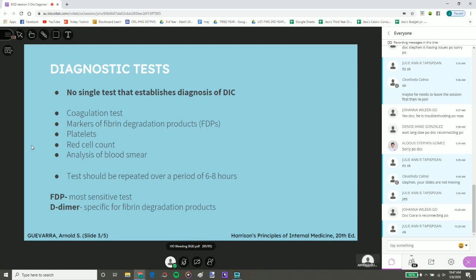These tests should be repeated over a period of 6 to 8 hours because an initially mild abnormality can change dramatically in patients with severe DIC. The most sensitive test for DIC is the FDP level. DIC is an unlikely diagnosis in the presence of normal levels of FDP. The D-dimer test is more specific for detection of fibrin degradation products and indicates that the cross-linked fibrin has been digested by plasmin.